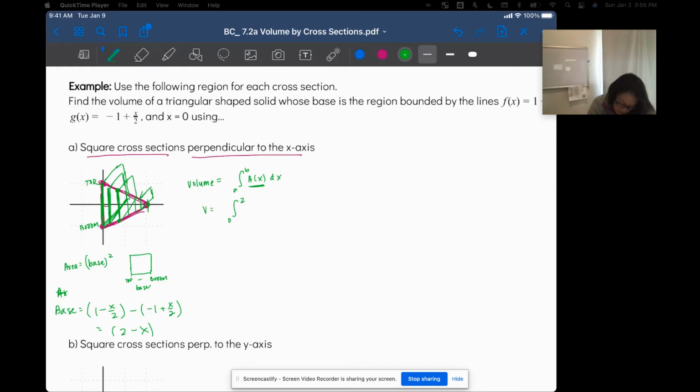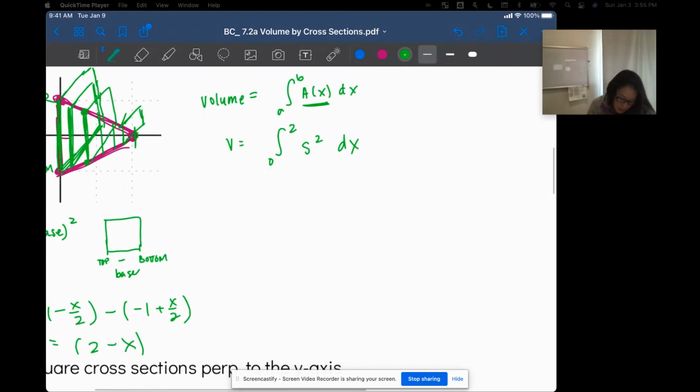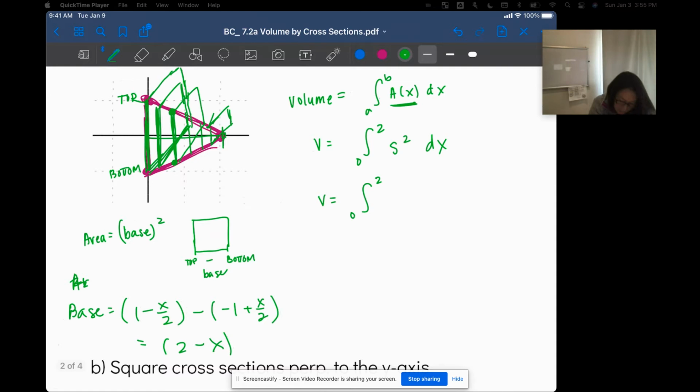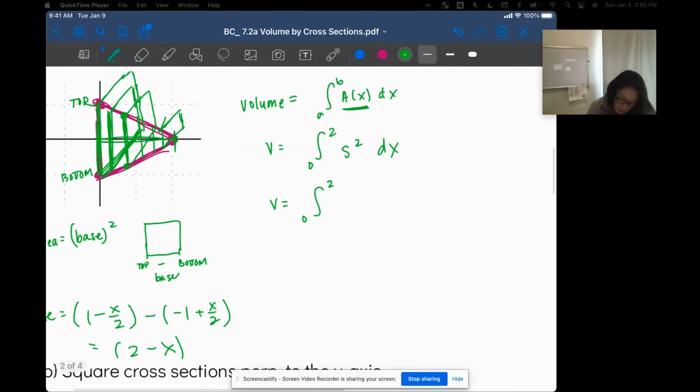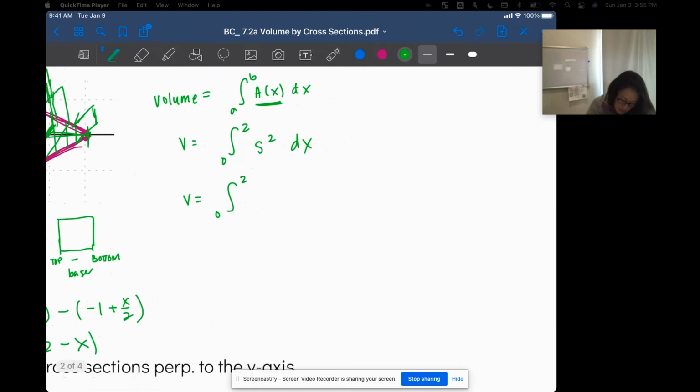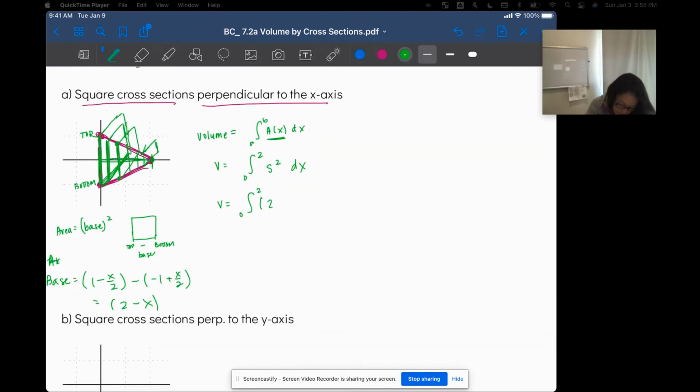All right, so what I'm going to substitute in is s squared dx, because that's the area of the shape coming out. The volume is equal to the integral from 0 to 2, which is basically the length of how long I'm making rectangles. If I have the base, the height would be the depth of my object. The base is equal to 2 minus x. And then in order to get the area of a square, you square the base. So I have to square the base, dx.